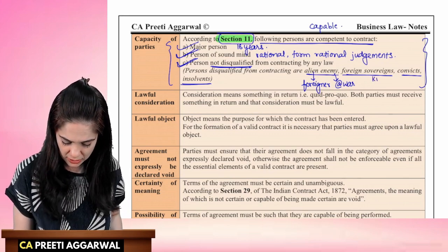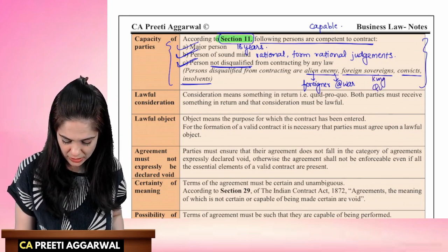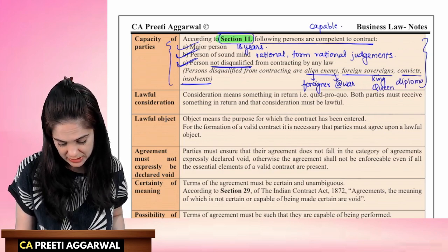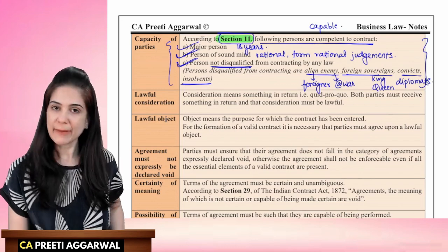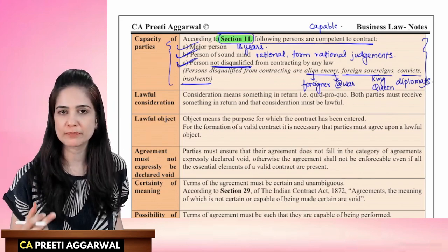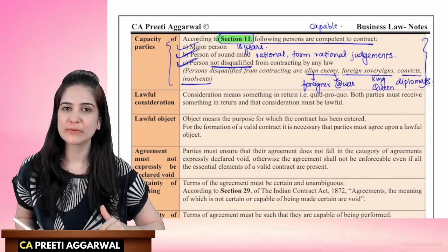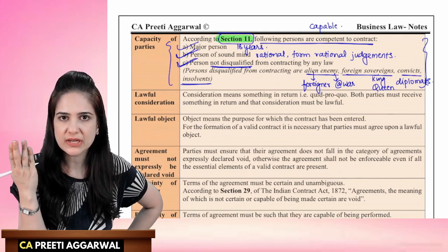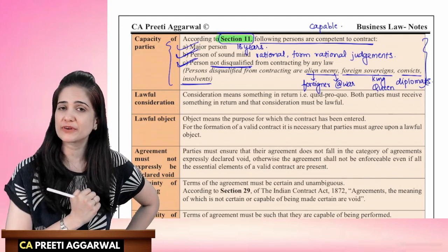Foreign sovereigns includes king, queen, monarchs, rulers, diplomats. They have immunity. Imagine you are entering into contract with a king of England and he doesn't perform the promise. Can you file a case against him? He's the king of England. You can't file a case against him. That is why he's not qualified for contracting.